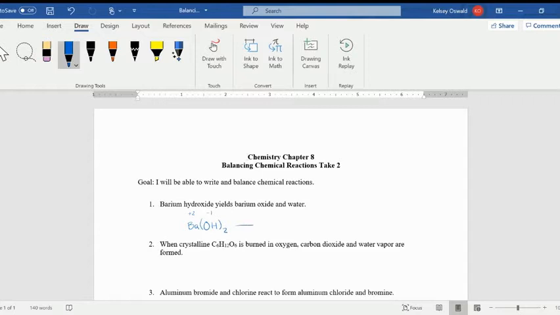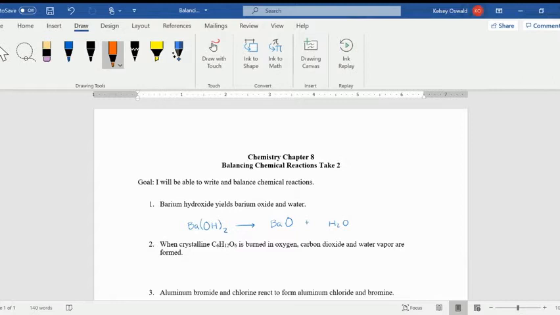We only have one reactant here because we only have one thing before yields, and then it's going to yield barium oxide and water. Barium, again, has a +2 charge, oxygen is -2, so we only need one of each to balance, and then we also have water, which we know is going to be H2O.